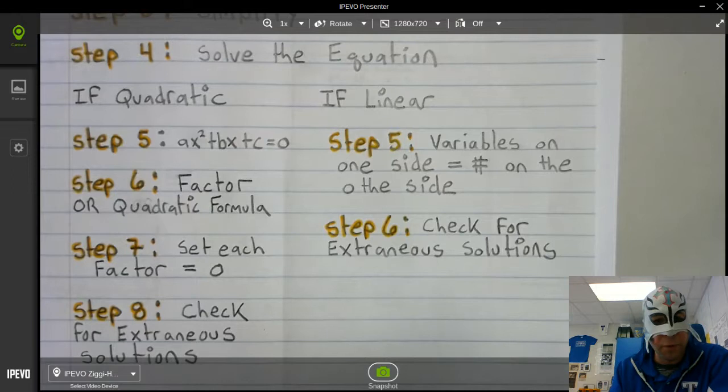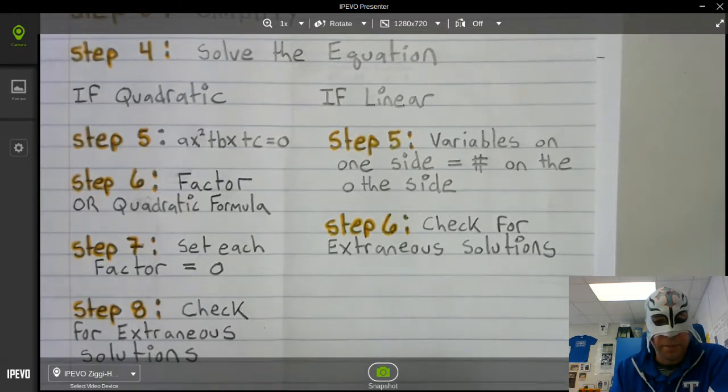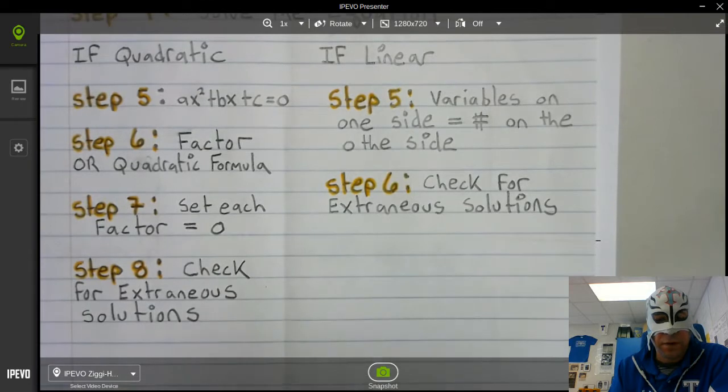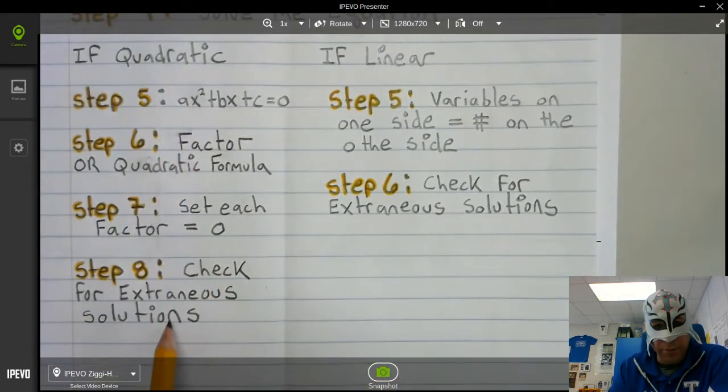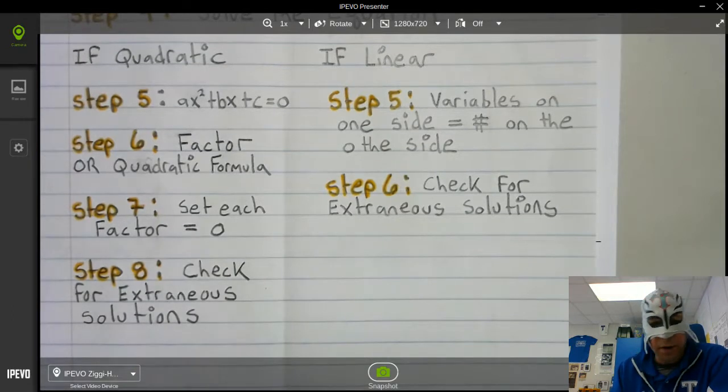All right, so in step 4, we said solve the equation, okay? So when you get to that point, you're gonna have 2 options. If you come out with a quadratic, that means you have an x squared, then you're gonna do these steps, which are step 5, set everything equal to 0 in standard form. Step 6, factor or use a quadratic formula. Step 7, set each factor equal to 0 and solve. And step 8, check for extraneous solutions. Okay, so that's if it's a quadratic. So if you would pause the video, write the steps down if it's quadratic.